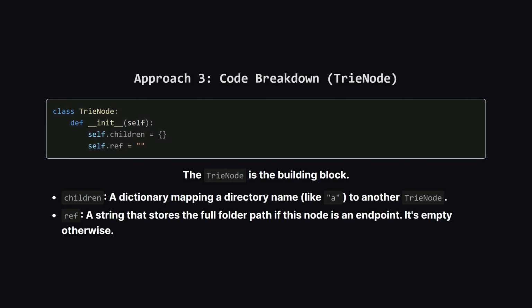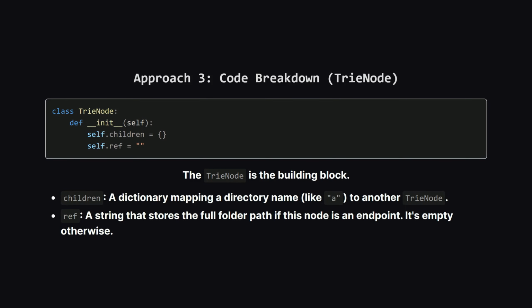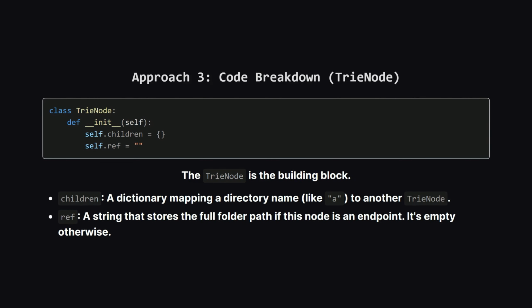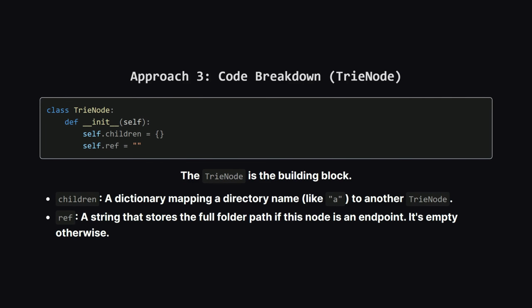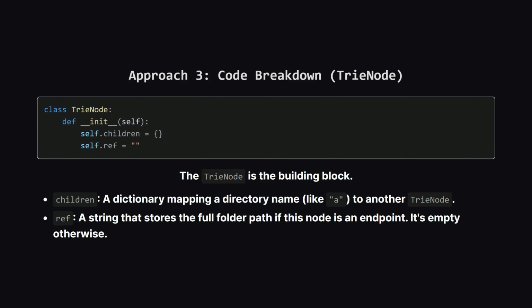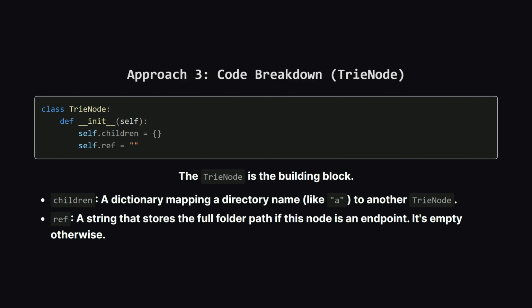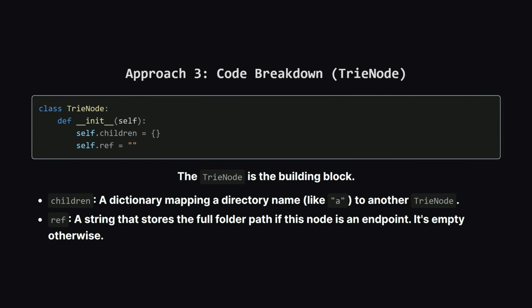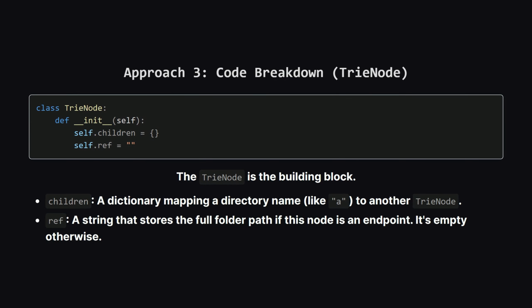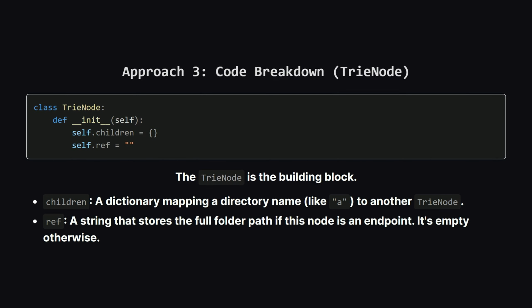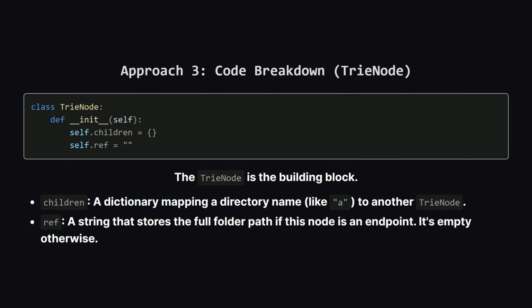The code is a bit longer, because we have to define the trie structure itself, but the logic is very clean. We have a trie node class, a main function to build the trie, and a search function to collect the results. Let's quickly look at the pieces. First, our trie node. It's a simple class. It has children, which is a dictionary that will hold all the subdirectories. And it has a ref field. We'll use this to store the full folder path string, but only if a path actually ends at this node. Otherwise, it will just be an empty string.